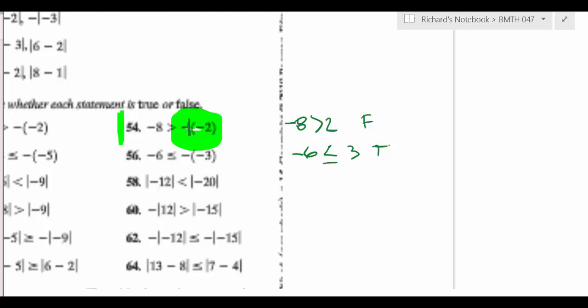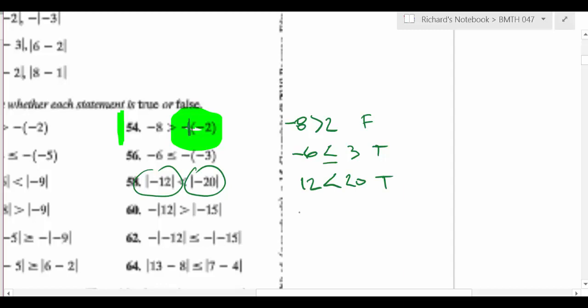Now we have an inequality and an absolute value. The vertical brackets mean absolute value. I'm going to find the absolute value of -12. How far is -12 from 0? It's 12 units from 0, so I put 12 there. Then there's a less than sign, and -20 is 20 units from 0, so the absolute value of -20 is 20. 12 is less than 20, so that's true.